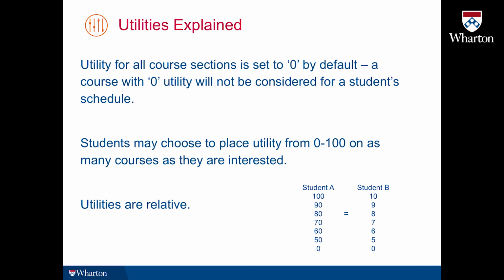In the bottom corner of this slide, you'll see 2 student utility placements. One where a student uses the full 100 scale, whereas student B uses a scale from 0 to 10. However, their ranking is identical as far as the system is concerned.